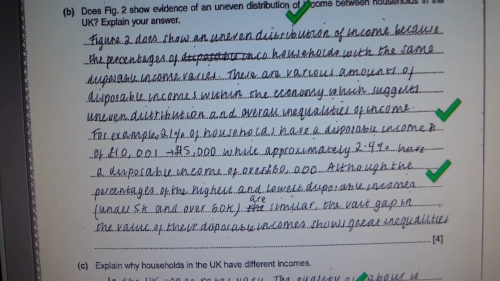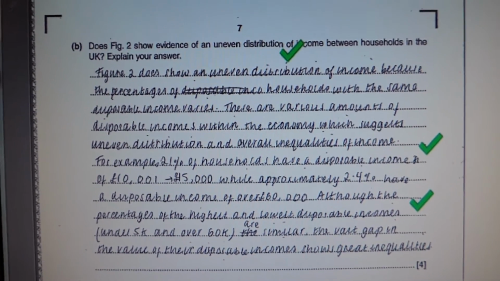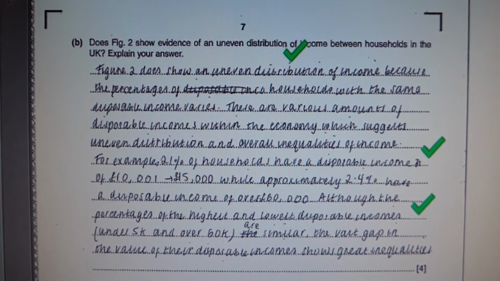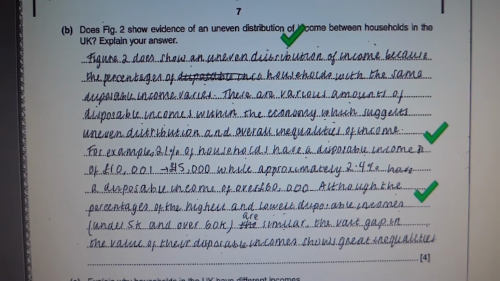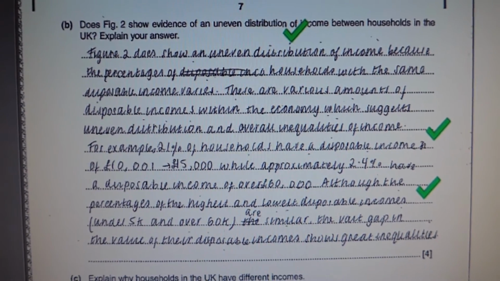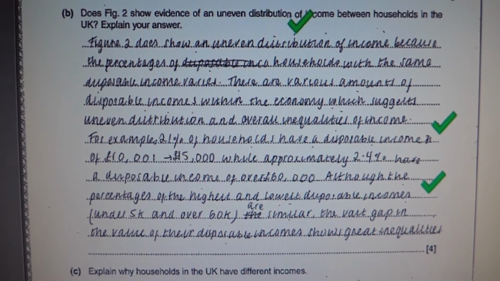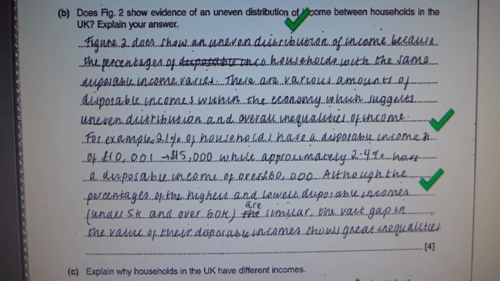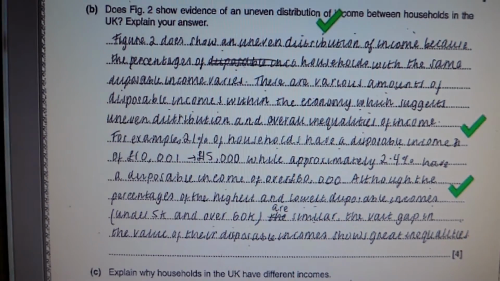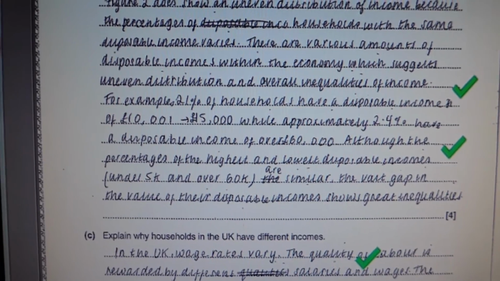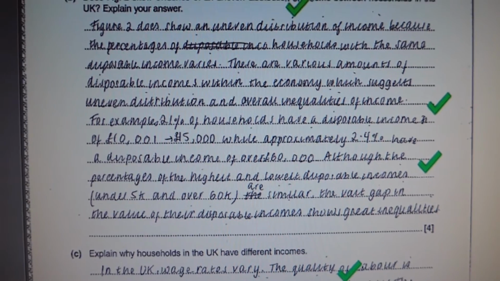The question says, does figure 2 show evidence of an uneven distribution of income? So you get 1 mark for saying whether it does or does not, and then the following 3 marks are for your reinforcement as to why that's the case. So this candidate says figure 2 does show an uneven distribution of income and wealth, which is true, because the percentage of households with the same disposable income varies. There are various amounts of disposable incomes within the economy which suggest uneven distribution of income and wealth.